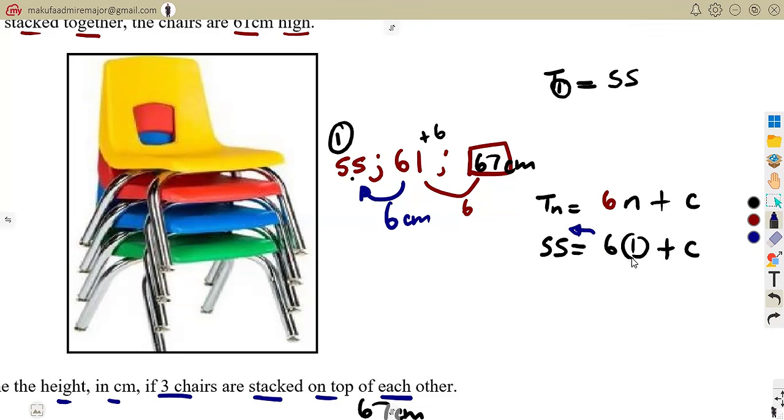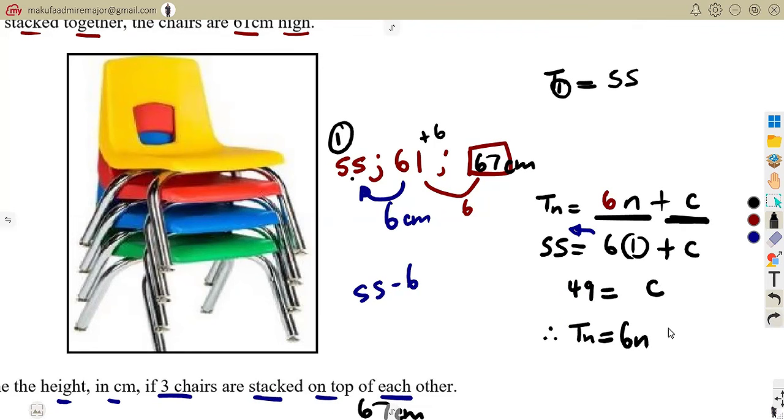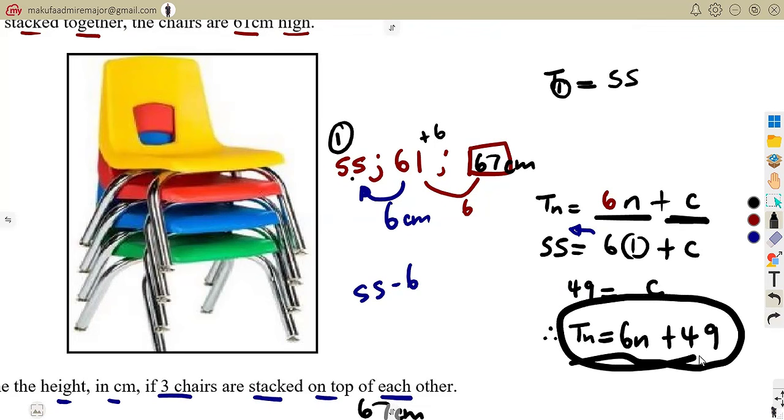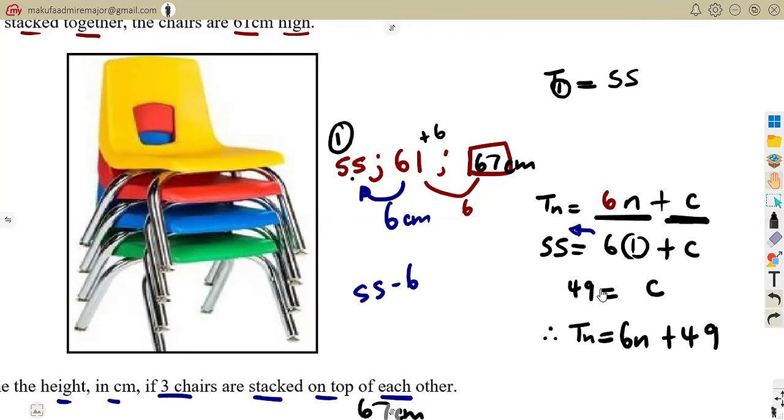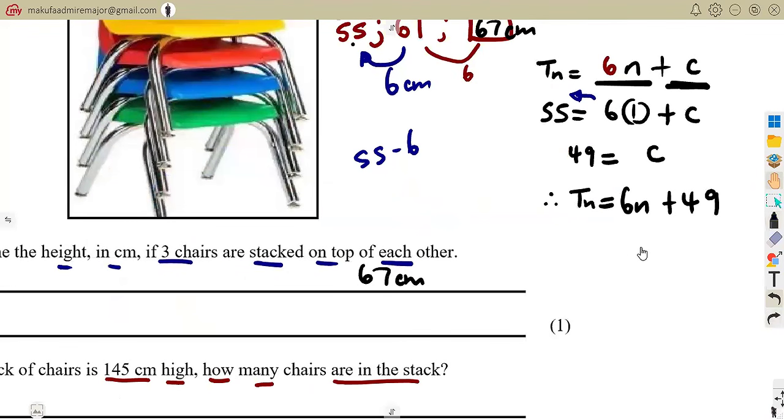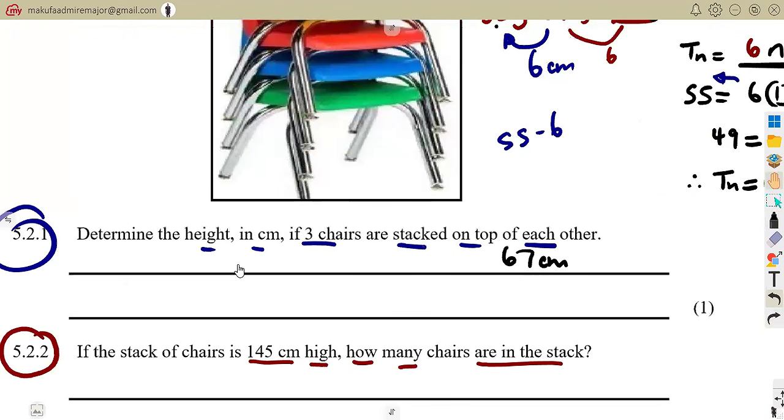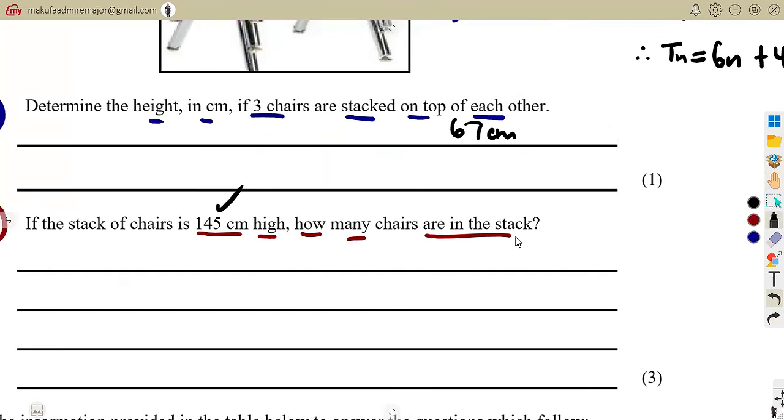6 to the other side. Remember, 6 times 1 is 6. We subtract 55 minus 6, which is going to give us 49. So 49 is equal to c, in the 6n plus c that we had there. What is our c? Our c is 49. So understanding this is a relationship that is connecting the number of chairs to the total height. So there we are given the total height, which is 145.